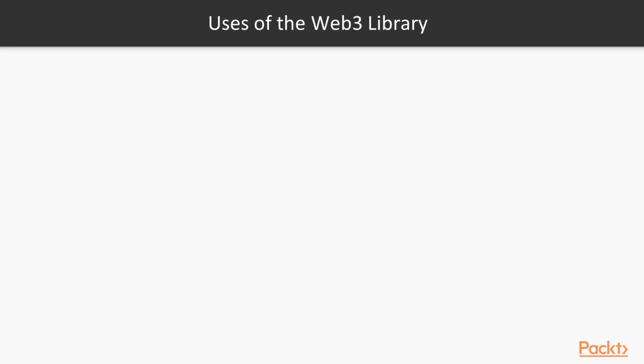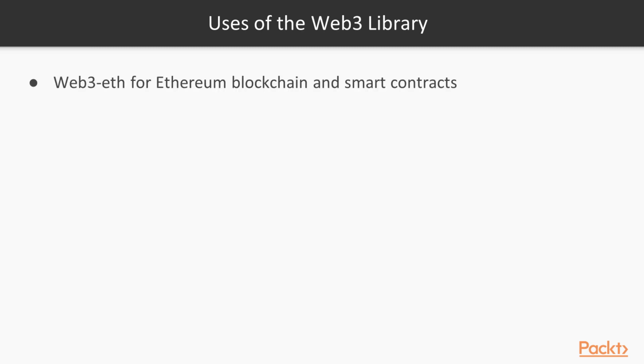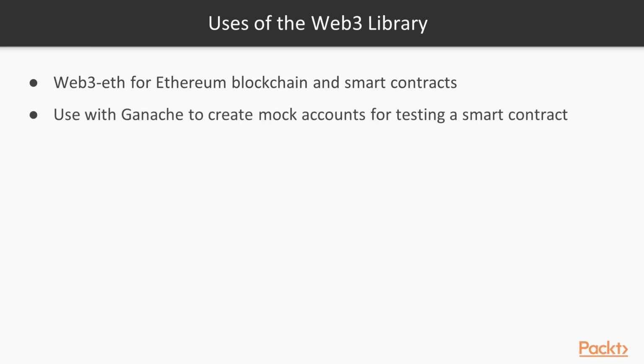So what are some uses for the Web3 library? How will we be using it more specifically? We are going to be using Web3-ETH often. When you see me coding, when we start working on our first smart contract, you may see me using Web3-ETH. It is used for the Ethereum blockchain and smart contracts and basically gives us access to some of those modules through the Web3 library. We can also use it with Ganache to create mock accounts for testing a smart contract, which we will get into when we start testing with Mocha on our first smart contract.